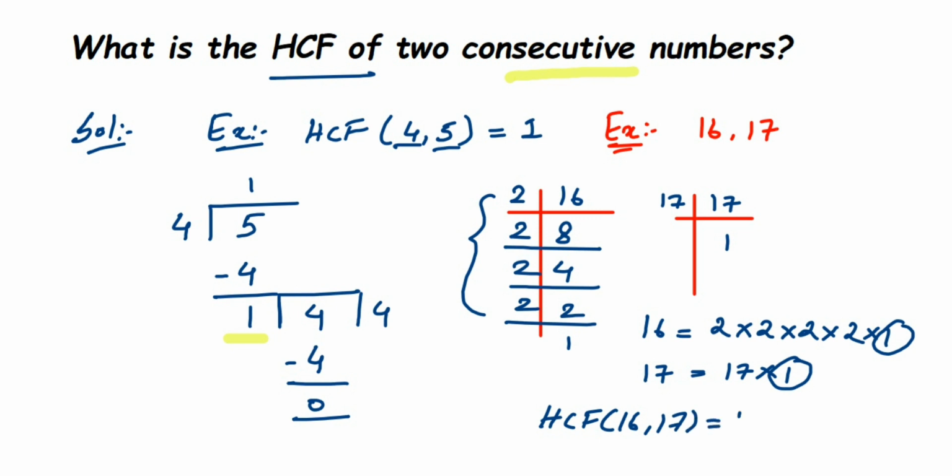If there was another number which is common and present in both, you would have to multiply that with 1. But since there is no other number which is common except 1, HCF will be 1. So you can see that in the first example, 4 and 5, the HCF was 1, like here I have written. In the second case, 16, 17, the HCF is again 1. If you take any two consecutive numbers, the HCF of these two consecutive numbers is always 1. You can take any other example apart from these two.